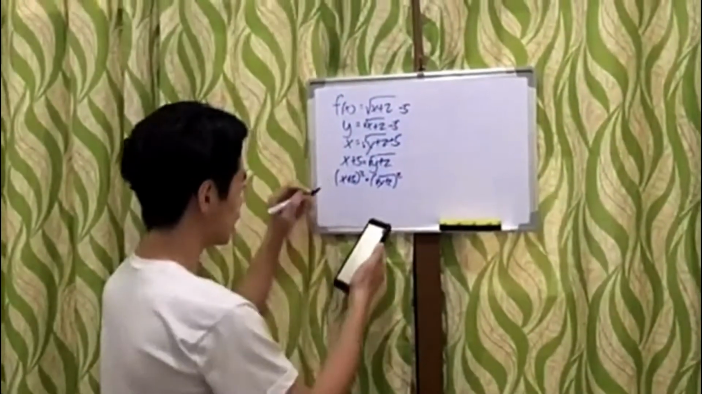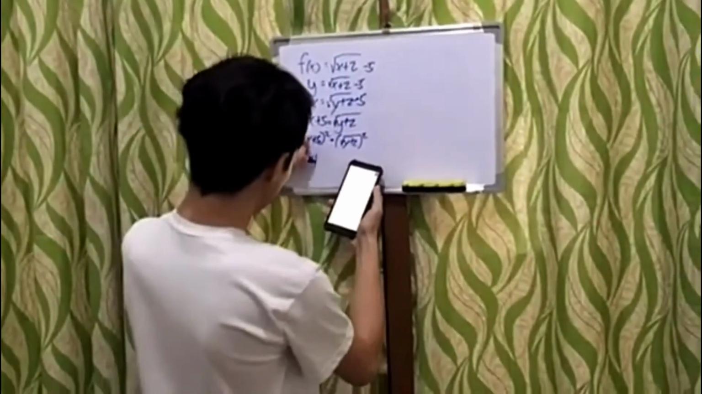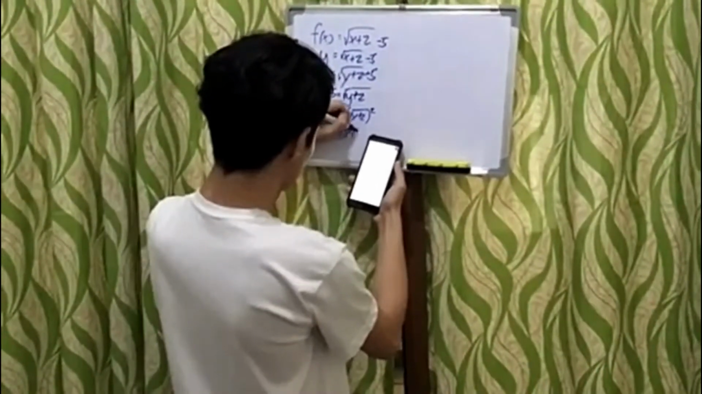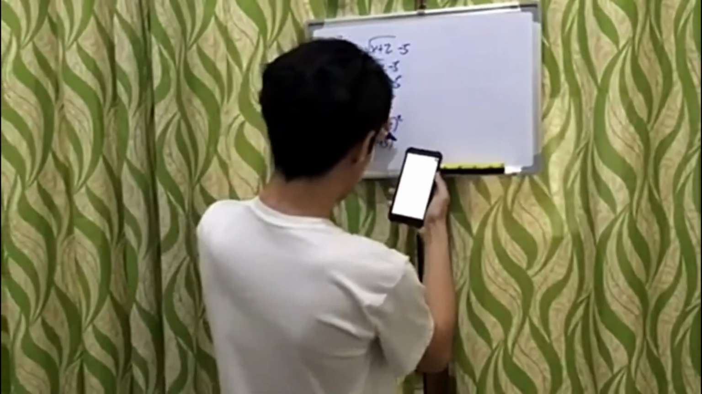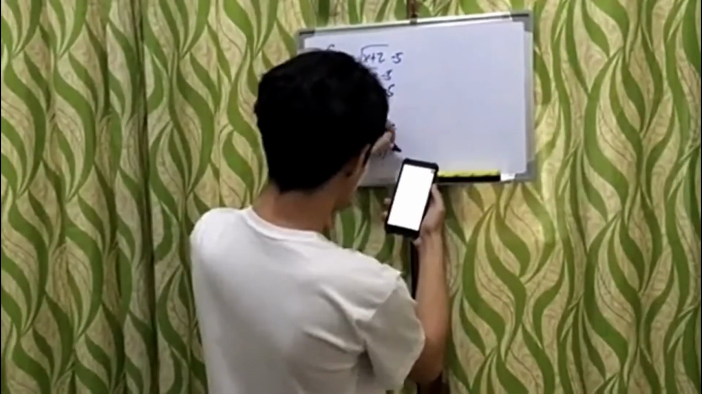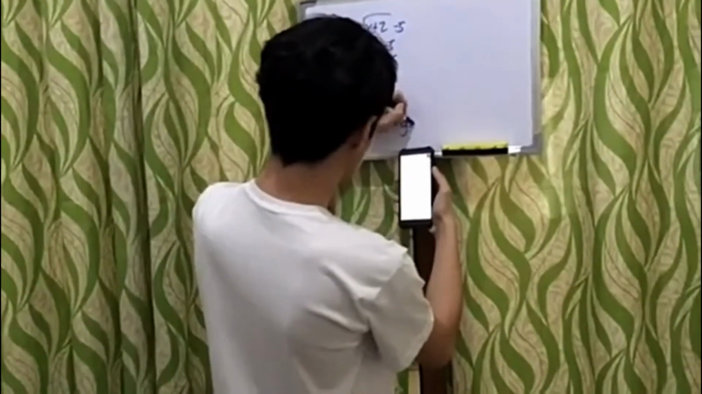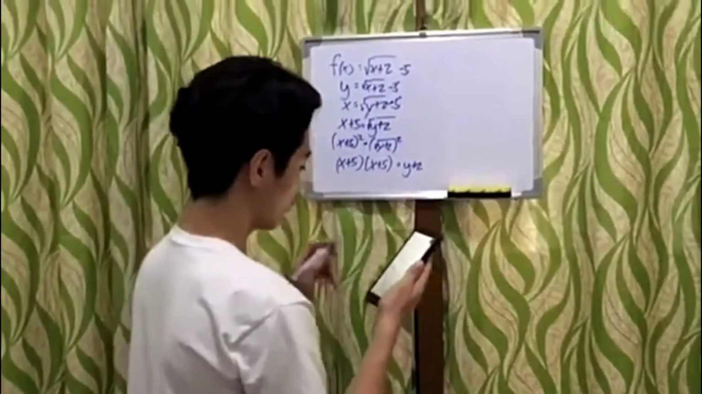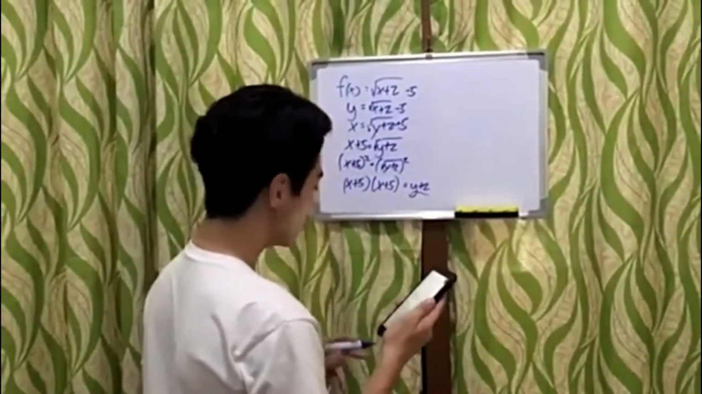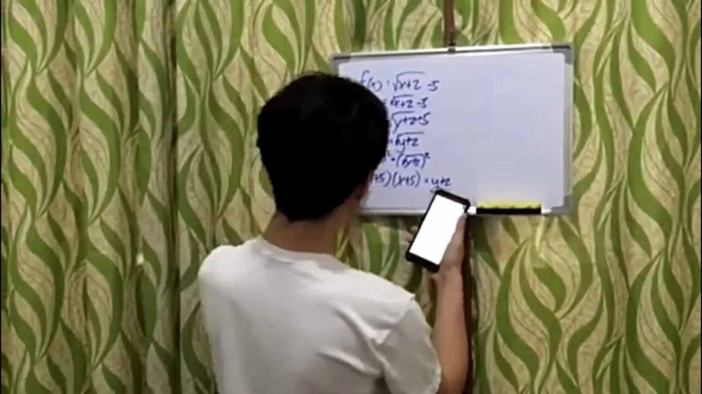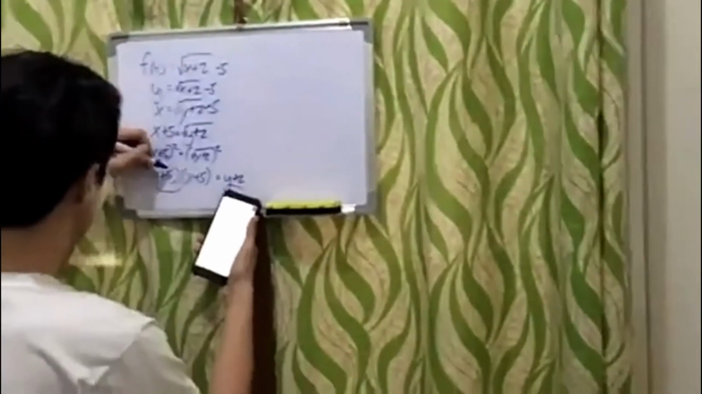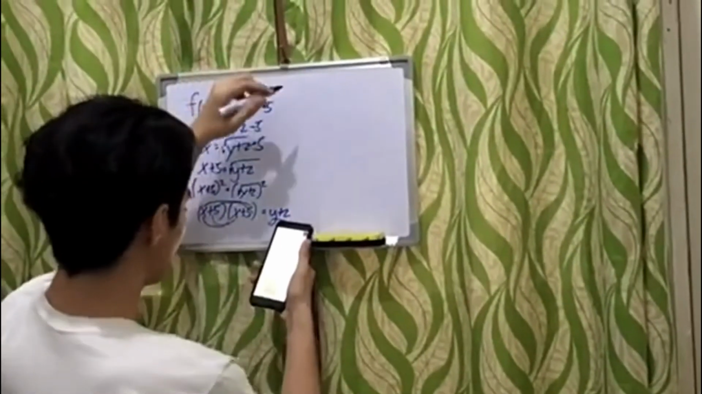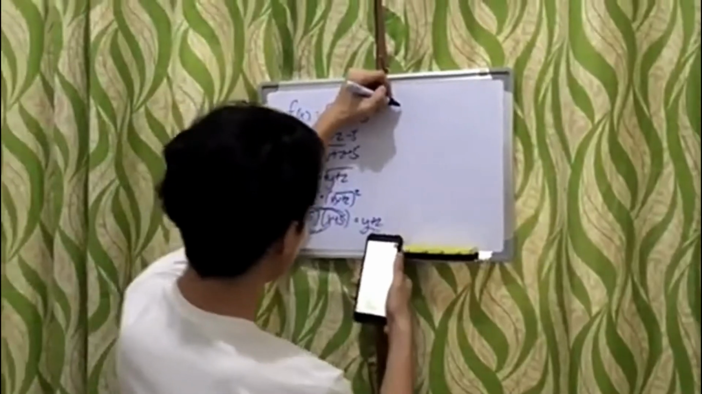Then, which is basically x plus 5 times x plus 5 equals y plus 2. The square and the square root cancel, and you get y plus 2. Then, we use the FOIL method: first, outer, inner, and last.